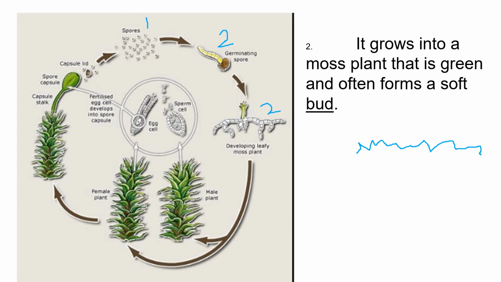Sometimes if it's getting ready to get into the sporophyte stage, it might form little soft buds that might eventually grow up into stalks. But either way, it's still in the gametophyte stage. The point of it is it's producing the male and female gametes on different parts of the moss plant.